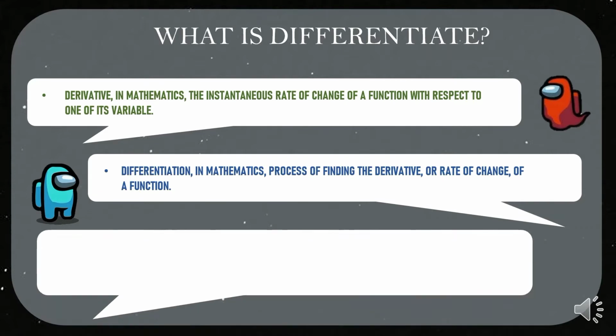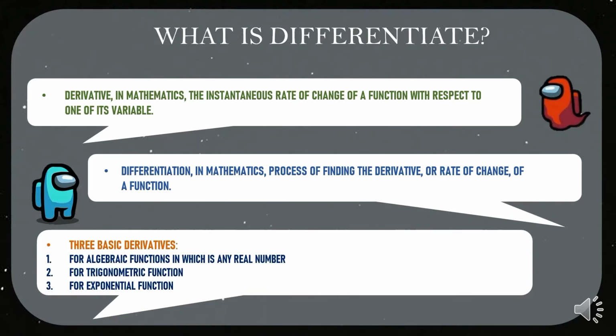So these are a few terms that we should know before we learn this topic. First is derivative. In mathematics, derivative means the instantaneous rate of change of a function with respect to one of its variables. Second, we have differentiation. Differentiation means the process of finding the derivative or rate of change of a function.